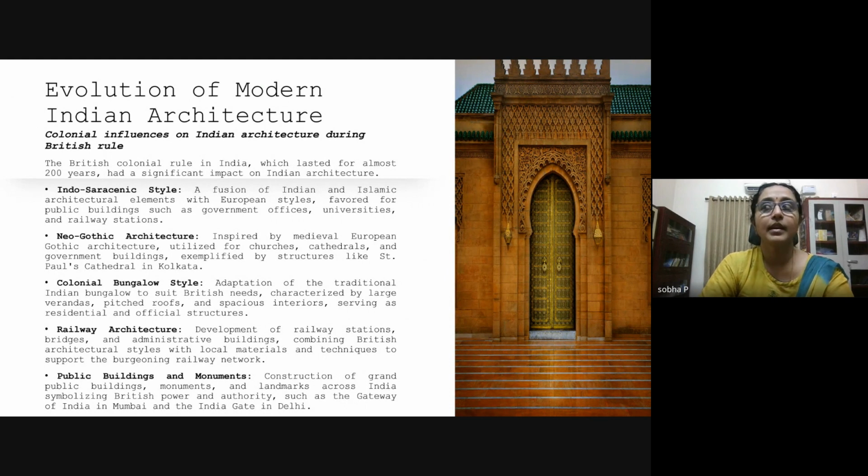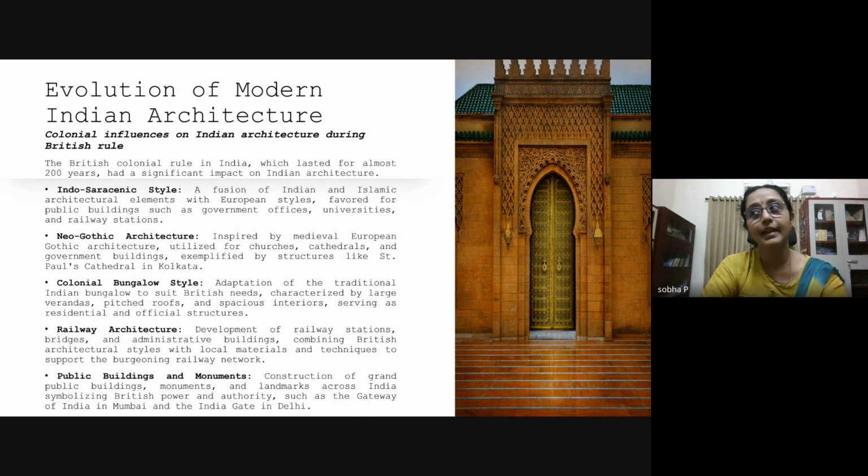There was a colonial influence on Indian architecture during the time of British rule, which lasted for around 200 years and had a significant impact. That is the Indo-Saracenic style, a fusion of Indian and Islamic architectural elements with European style, which was favored for public buildings such as government offices and universities. Neo-Gothic architecture was inspired by European Gothic architecture and utilized for churches, cathedrals, and government buildings. The colonial bungalow style actually suited British needs.